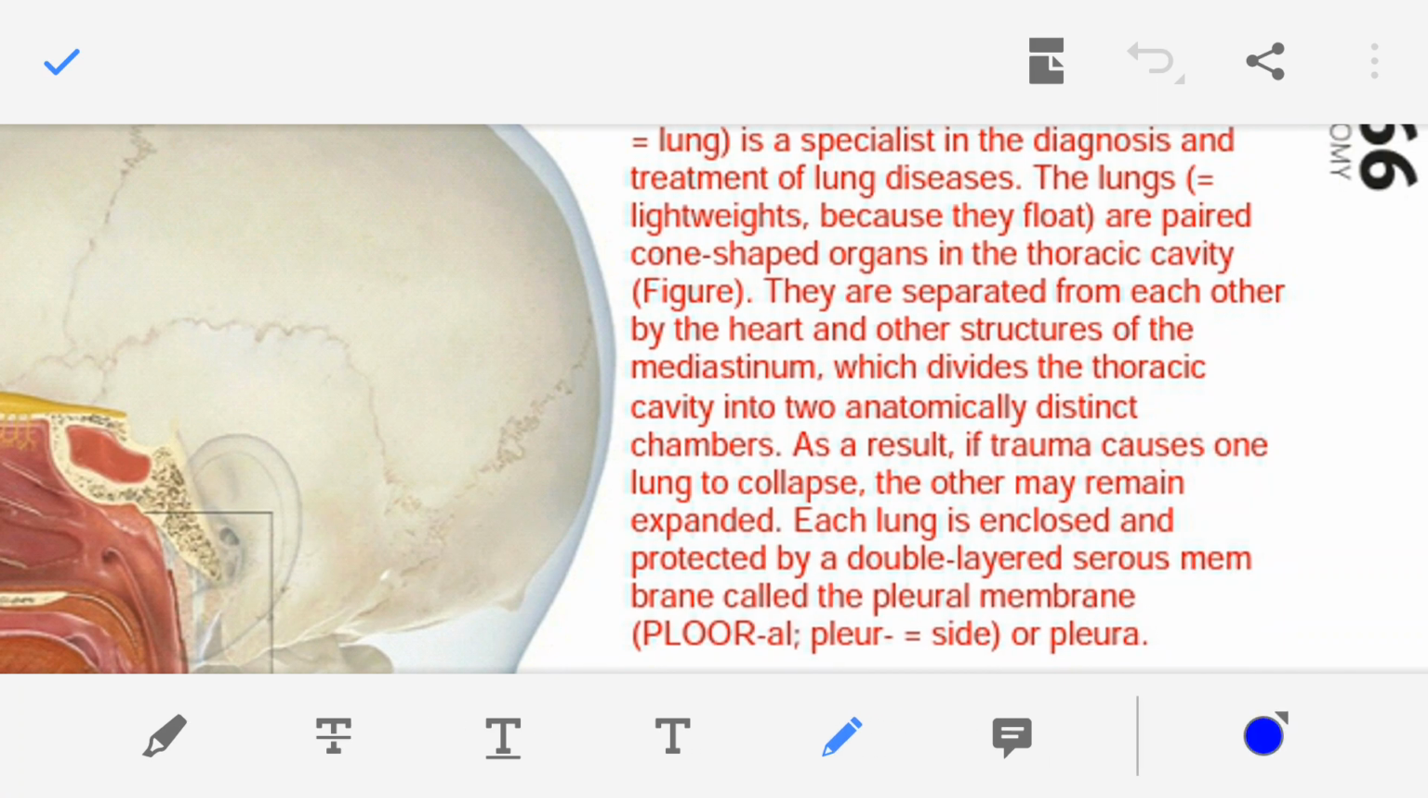Now, lungs means lightweight, because they float in the body. There is a pair of lungs in our body, and as you have seen, the lung is a cone-shaped organ present inside the thoracic cavity. Between these two lungs the heart is present, so we can say both lungs, left and right, are separated from each other with the help of the heart.